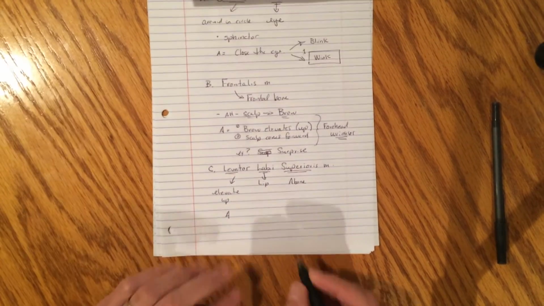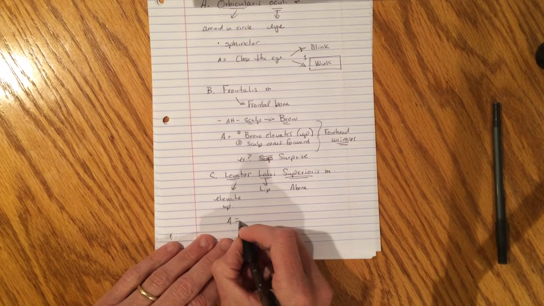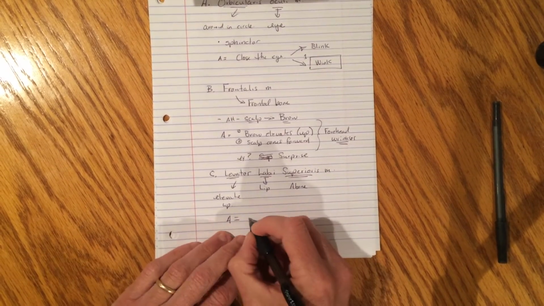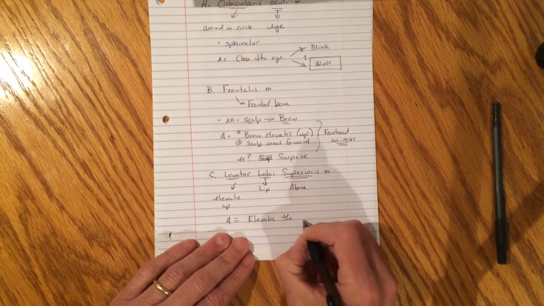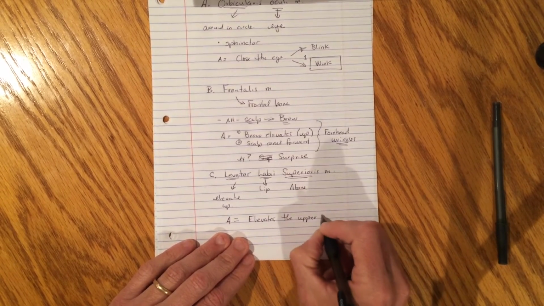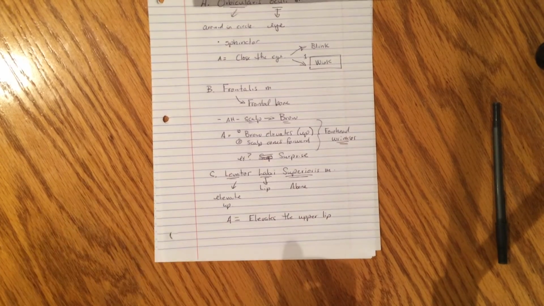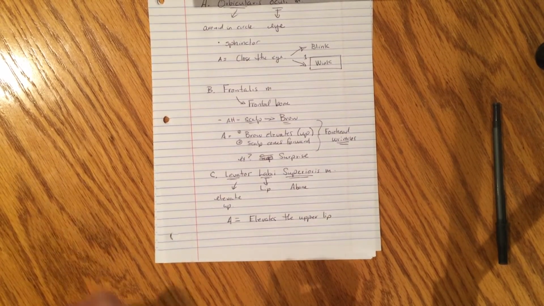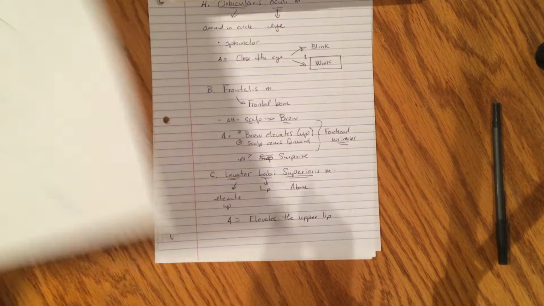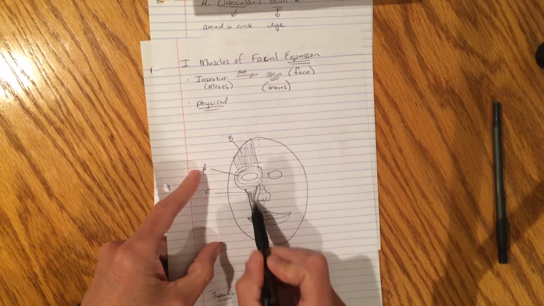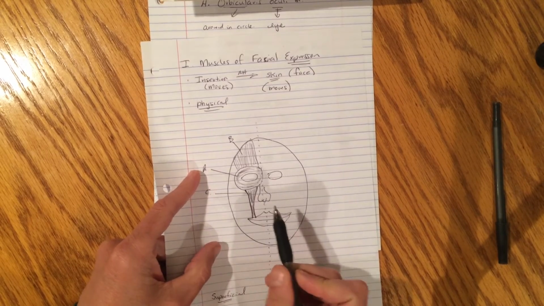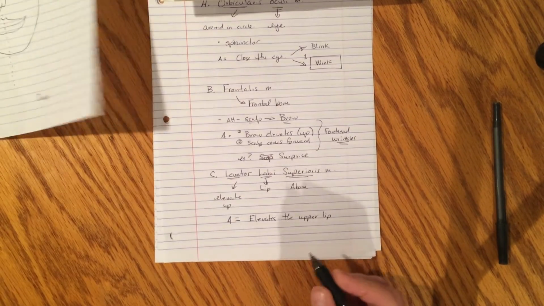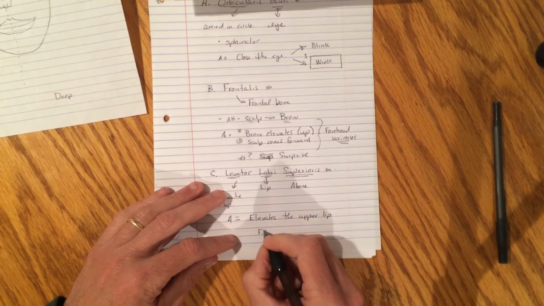Make sure I'm on camera. Good. Let's go to action right here. What does this muscle do? It elevates the upper lip. So the upper lip is going up. So if you look right here, the origin here, insertion here, origin stays still, muscle shortens, pulls lip up.